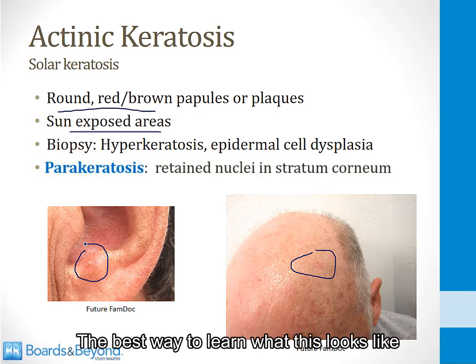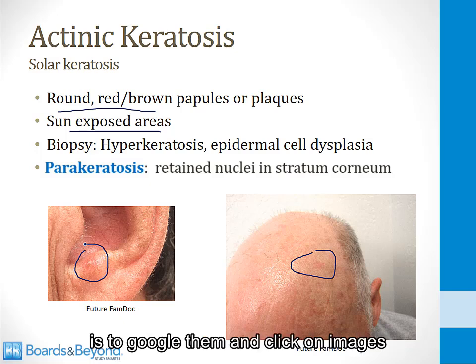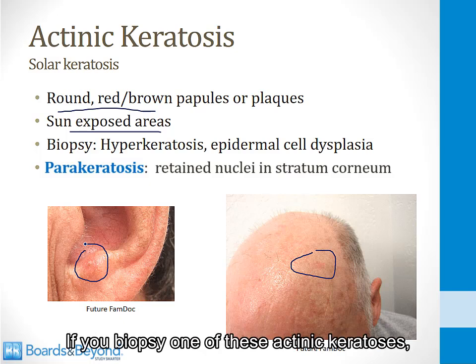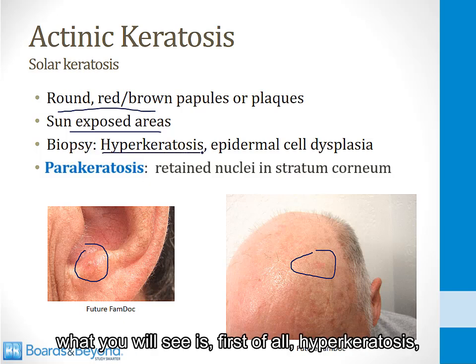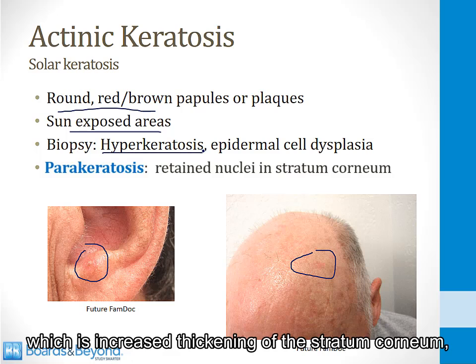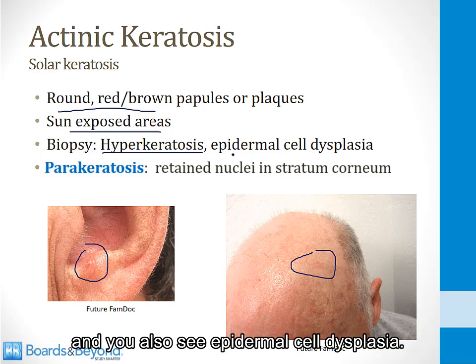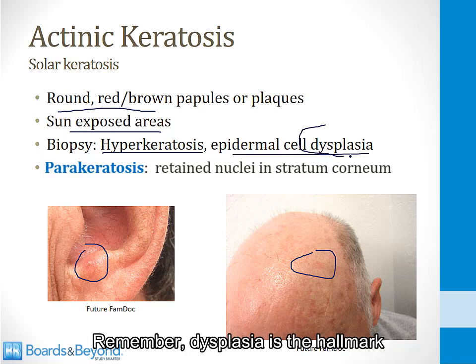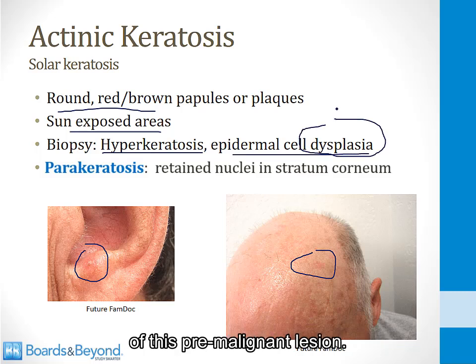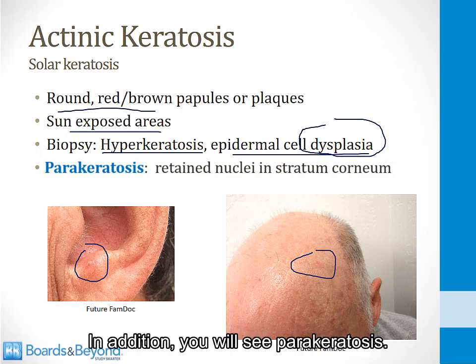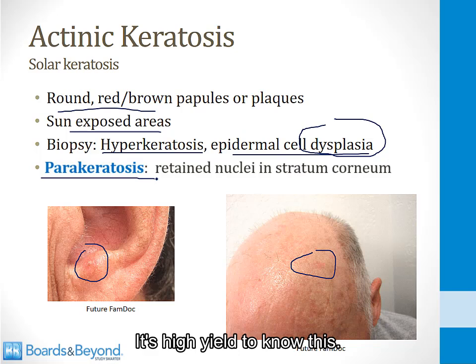The best way to learn what these look like is to Google them and click on images and look at about 10 different images and you'll get the idea. If you biopsy one of these actinic keratoses, what you will see is first of all hyperkeratosis, which is increased thickening of the stratum corneum, the outer layer of the skin, and you also see epidermal cell dysplasia. Remember, dysplasia is the hallmark of this pre-malignant lesion. In addition, you will see parakeratosis. It's high yield to know this.